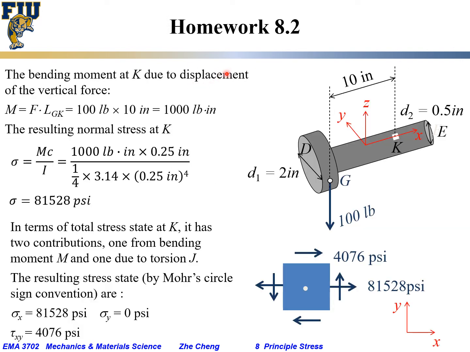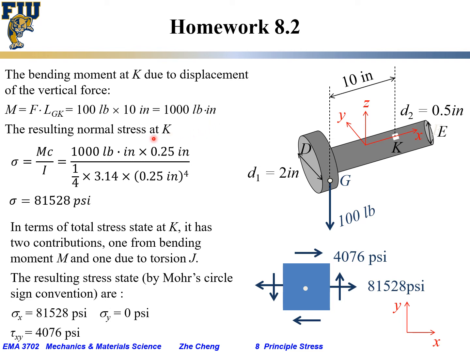So previously we calculated the shearing stress component. Now let's consider the normal stress due to bending moment. The bending moment at K point due to displacement of the vertical force would be force times this displacement. The force we set is 100 pounds. The displacement from K to G along this axis would be 10 inch. So the total bending moment would be 1,000 pound inch.